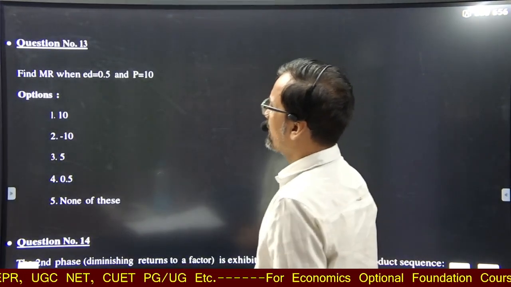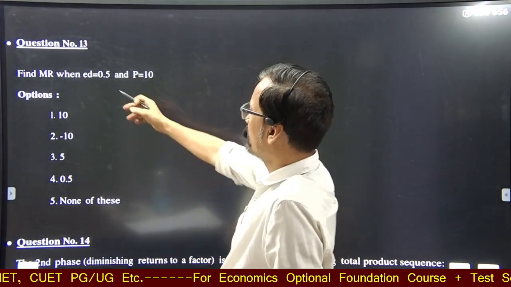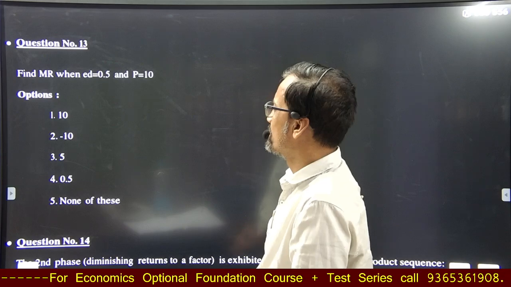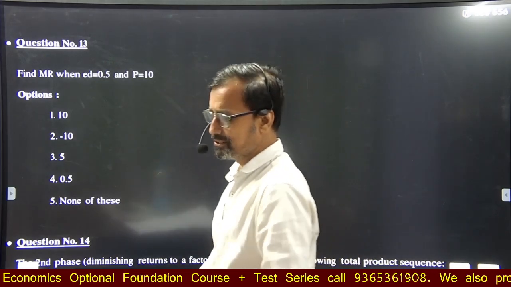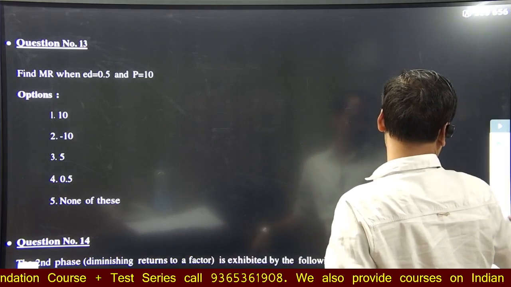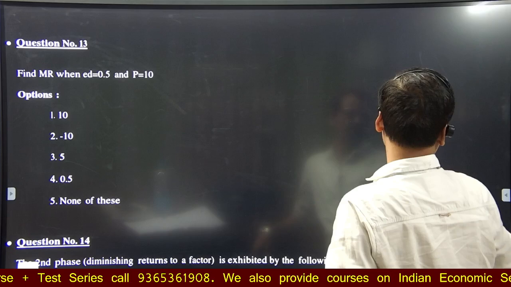Here we have to find the marginal revenue. Very simple question. When elasticity of demand is equal to 0.5 and price is equal to 10, we can put in all these values.